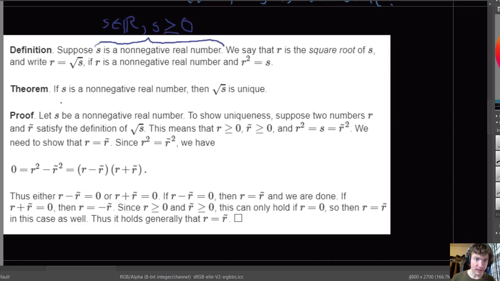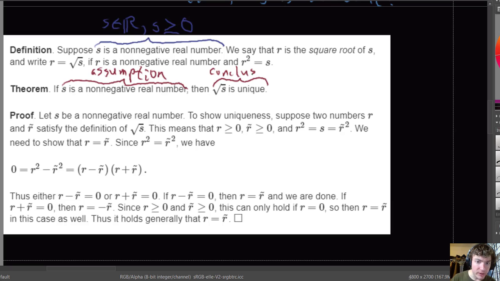Okay, so let's read the theorem, and remember that our checklist when reading a theorem is to ask what are the assumptions, what is the conclusion, and do I understand the definitions of all of the words. So, theorem: if S is a non-negative real number, this is signaled by the if, this is our assumption. We're assuming that S is a non-negative real number. Then that signals the conclusion: square root of S is unique. So here's the conclusion.